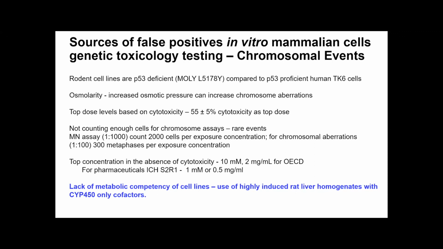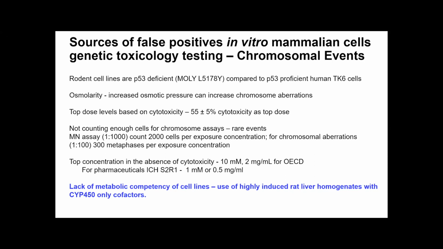Besides that, we have top dose levels that were pretty drastic. 10 millimolar is what the top dose is right now. Still for OECD, for pharmaceuticals, for the mammalian cell test, 1 millimolar is the top dose, or a dose that is cytotoxic. So if it's non-cytotoxic, for a chemical you got to go to 10 millimolar. If it's non-cytotoxic in a pharmaceutical, you got to go to 1 millimolar.